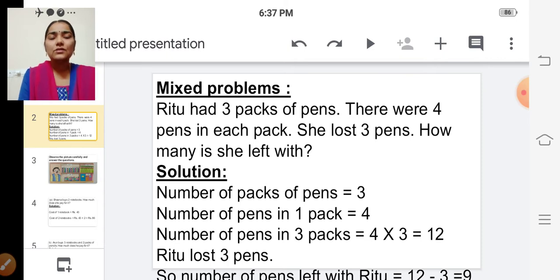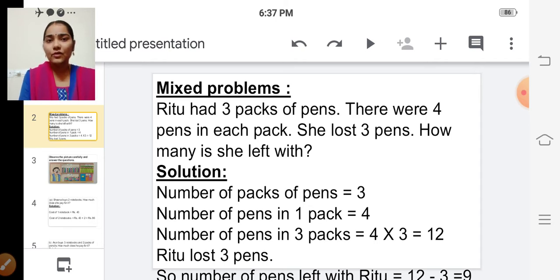Okay? So, see the solution. Number of packs of pens is equal to 3. Isn't it? Ritu had 3 packs of pens. Number of pens in one pack is equal to 4. They have given, isn't it? Each pack contains 4 pens.